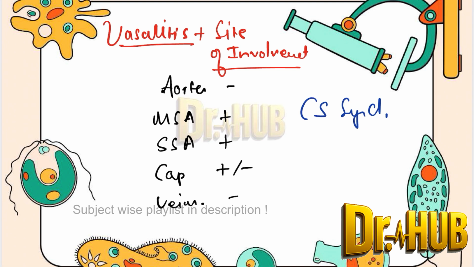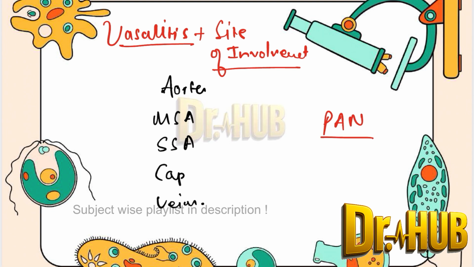Next, let's look at the PAN. So here in the PAN, there is involvement of the MSA and the SSA, the medium sized arteries as well as the small sized arteries. Whereas the aorta, capillaries, and the veins, they turn out to be negative.